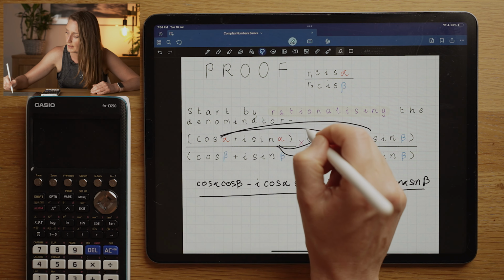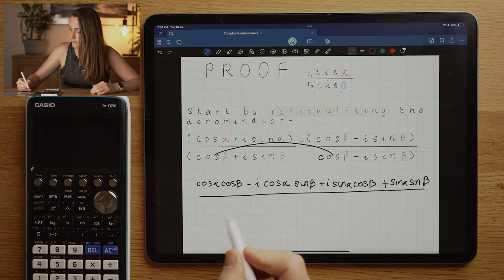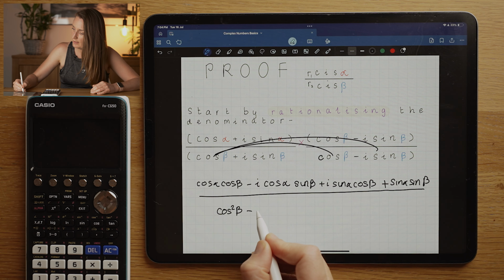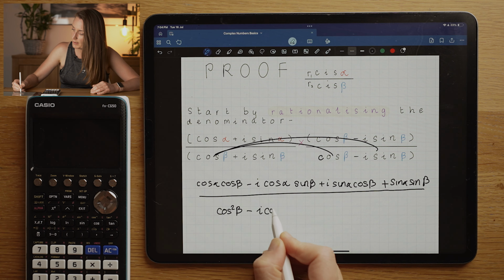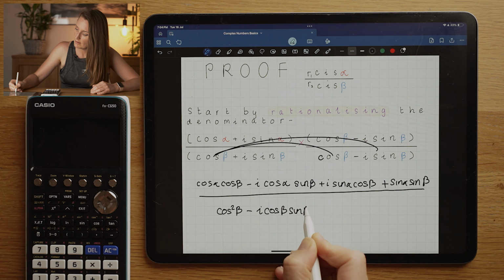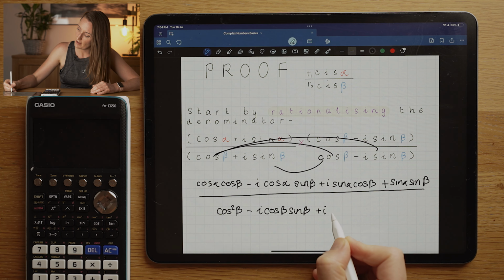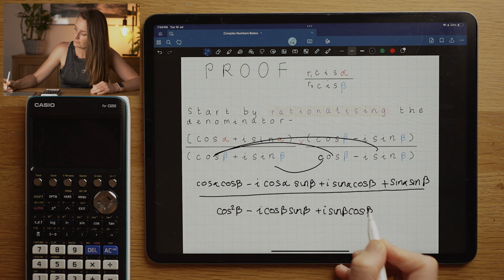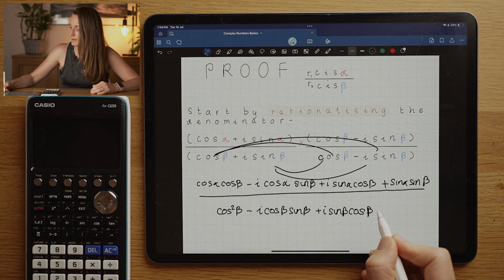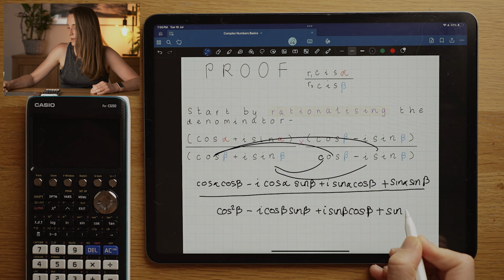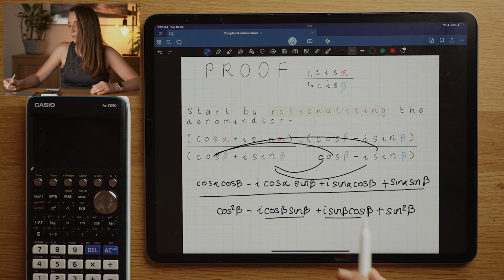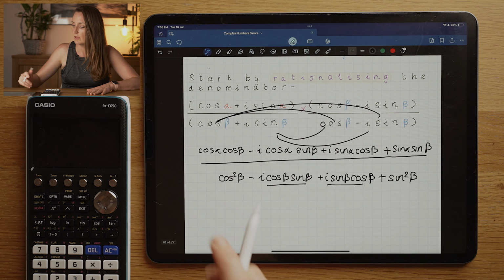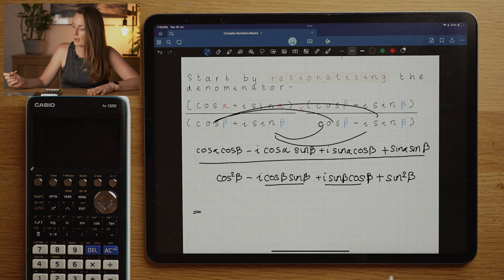but let's have a look at what happens on the denominator when we're multiplying out the denominator. Here we're going to have cos squared beta minus i cos beta sine beta plus i sine beta cos beta, and then that's going to be plus sine squared beta. Remember, when we multiply a complex number by its conjugate, all the imaginary parts cancel out. So let's loop back to the top and see what we have going on here.